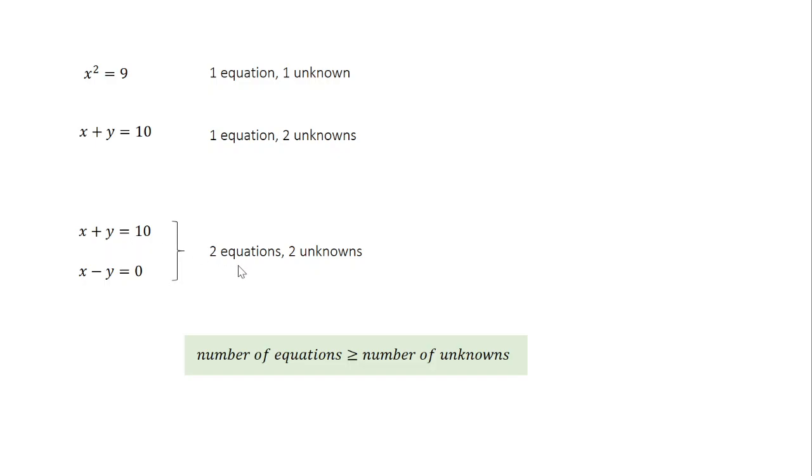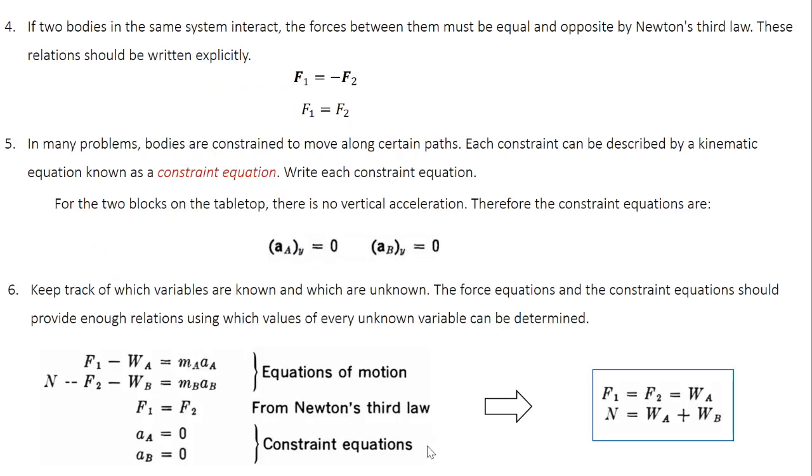So whenever the number of equations is greater than or equal to number of unknowns, you can solve the system conclusively. So that's the reason why we are adding constraints equation to the force equations. Otherwise, what will happen? Maybe the number of equations will not be sufficient. Now once you have 3 unknowns and 5 equations, you can very easily solve them.